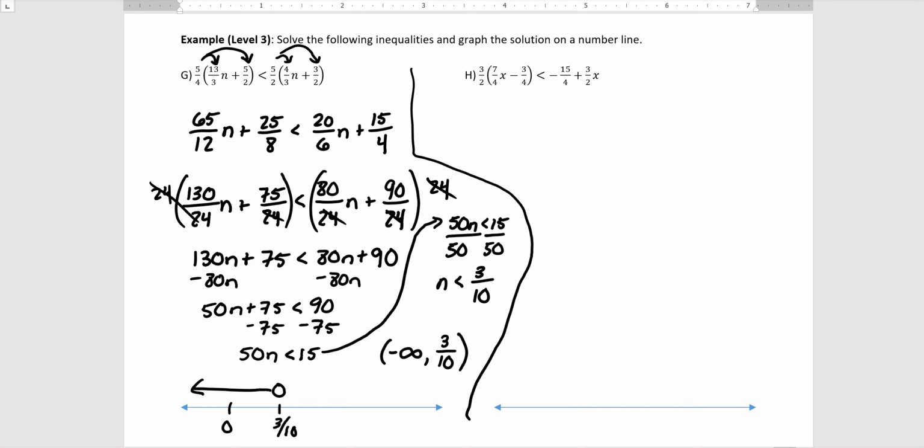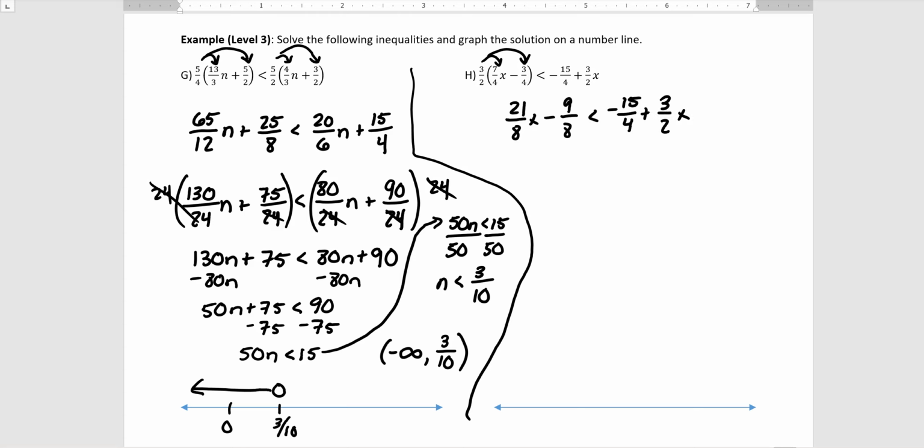All right, let's see how we did with letter H. So start by distributing. So I'd have 3/2 times 7/4 x. So 3 times 7 is 21 over 8x minus 3 times 3 is 9. 2 times 4 is 8. There we go. And that'll be less than negative 15/4 plus 3/2 x.